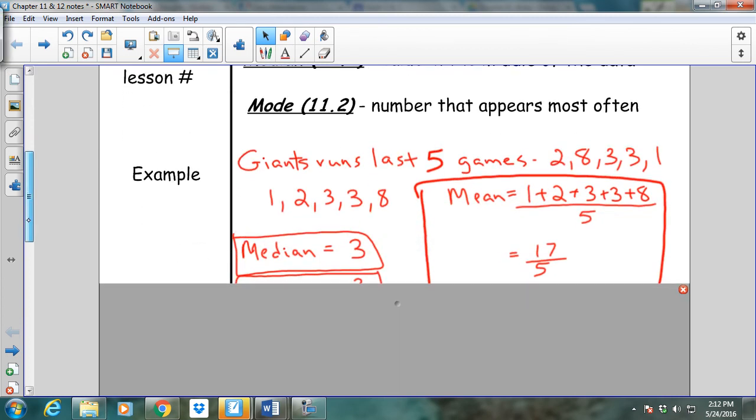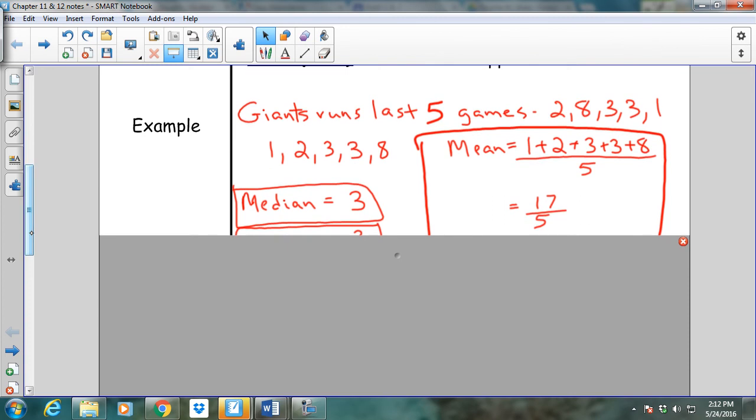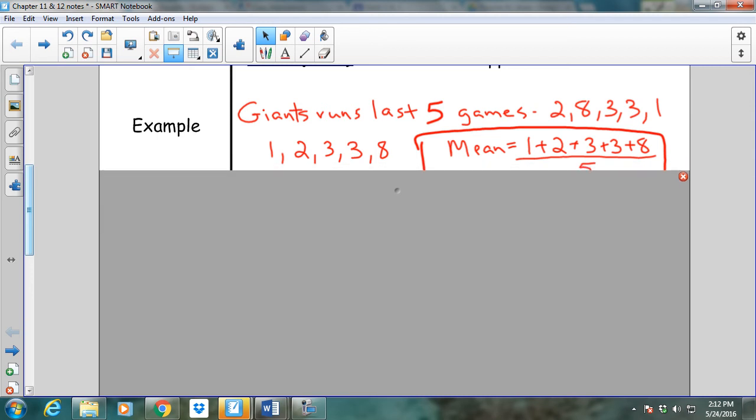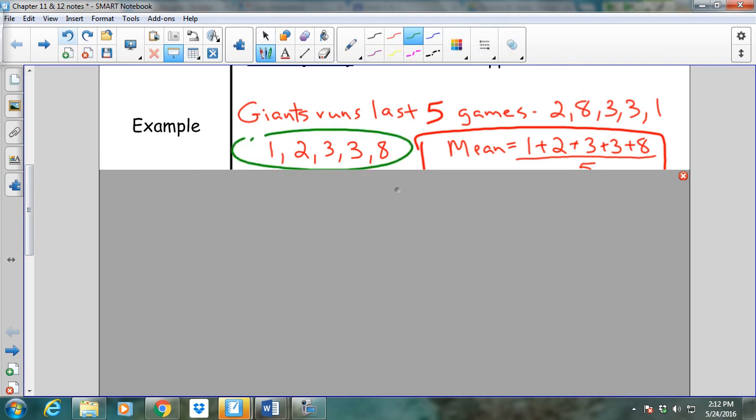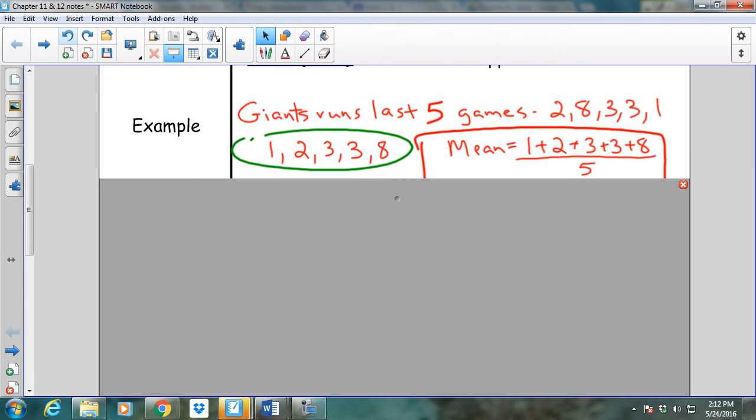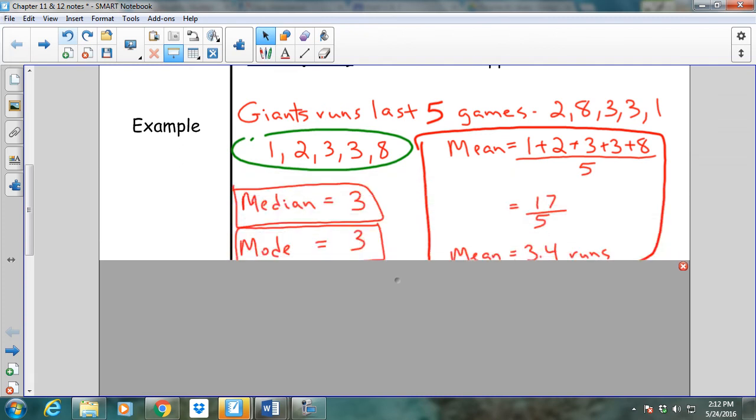See how far down we want to go. So, my baseball team, the Giants, in their last 5 games, they scored these runs right here. They scored, go with green, 2, 8, 3, 3, and 1 runs. That's how many runs they scored in the last 5 games. So, like I said, first thing you want to do is put them in order from least to greatest. You don't need to do that to figure out the mean, but it's always a good first thing to do.